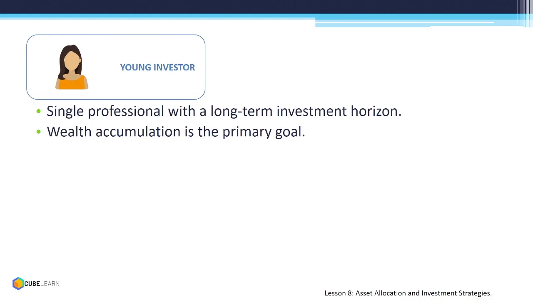Young investor. At this stage, the primary objective should be wealth accumulation. With 30 plus years left for retirement, the portfolio can withstand volatility.